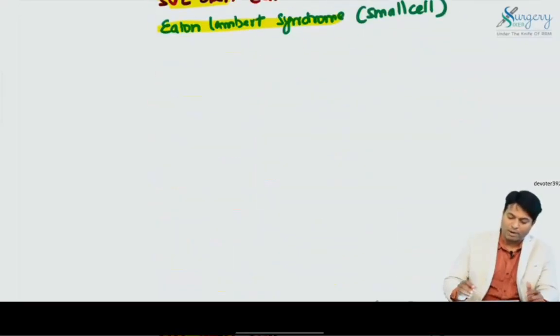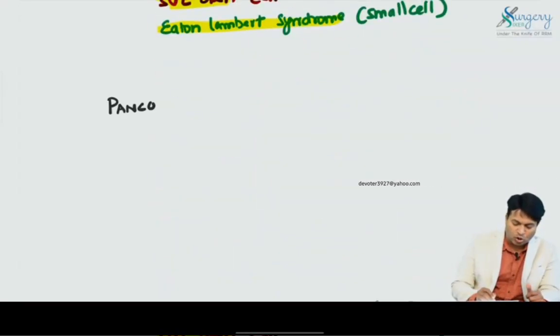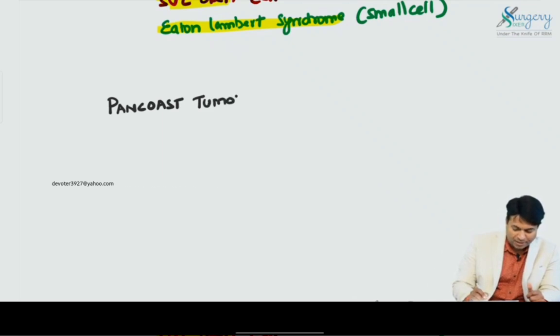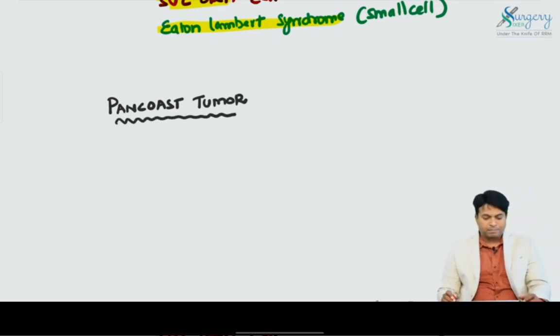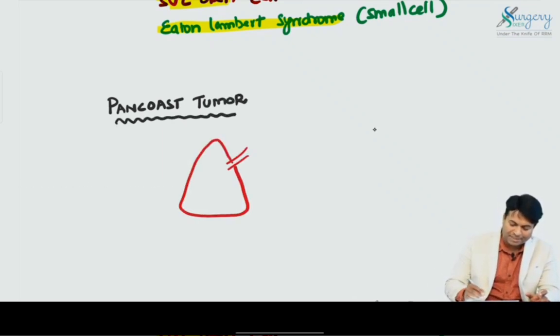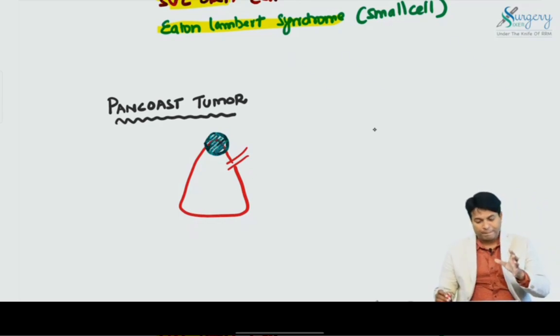Now let us discuss each tumor one by one. Let us discuss the commonly asked MCQ, Pancoast tumor. Every year there will be at least a few questions in any exam from lung cancer. A Pancoast tumor is nothing but a tumor located in the apex of the lung. It destroys the ribs.